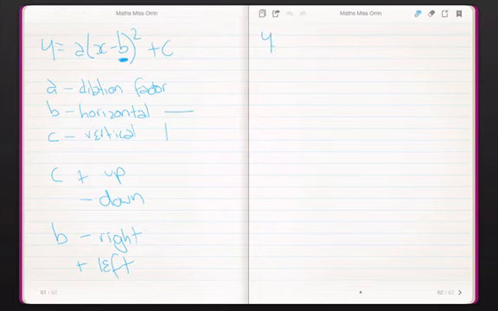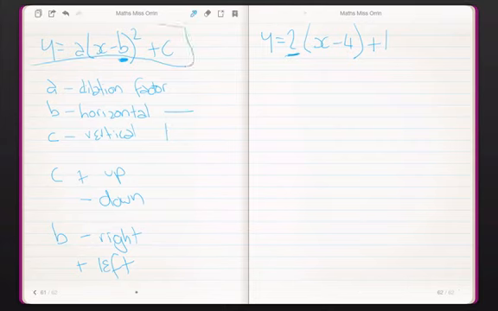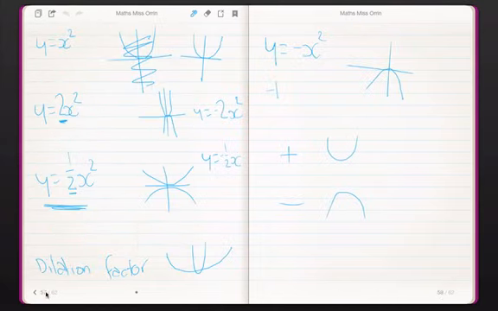If we had something that looked like this, y equals 2(x minus 4) squared plus 1, let's have a go at doing this. We know the dilation factor is 2 because that was in the place of A. This is the formula we're going to look at. So A is the dilation factor. It's 2, which means, let's go back and have a look at what we talked about. The dilation factor is 2, which means it's a skinnier graph. It's this one here. It's a skinnier graph than before. That's good to know. That'll help us understand the shape of the graph.